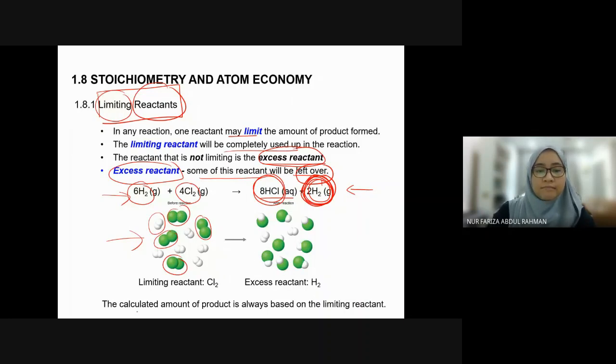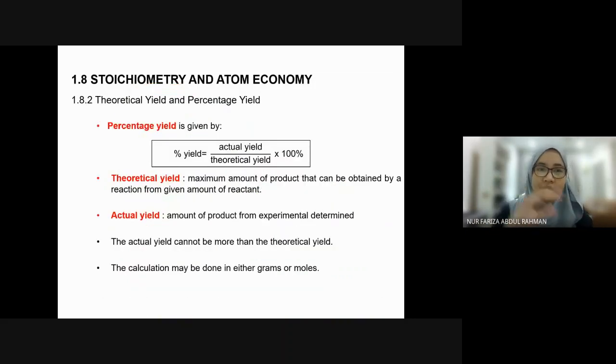The calculated amount of product is always based on the limiting reactant. So the amount of product formed will be based on the limiting reactant, because the limiting reactant limits the reaction. Once it is totally consumed, that means the reaction will stop, and the production of product will also stop. So the product formed will depend on the limiting reactant. All right, so that's the idea of it.